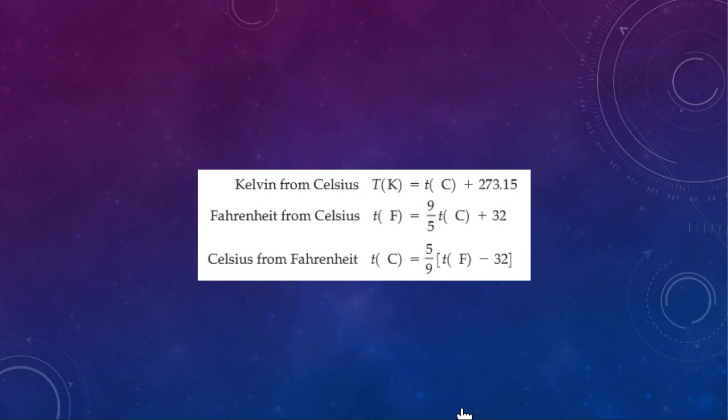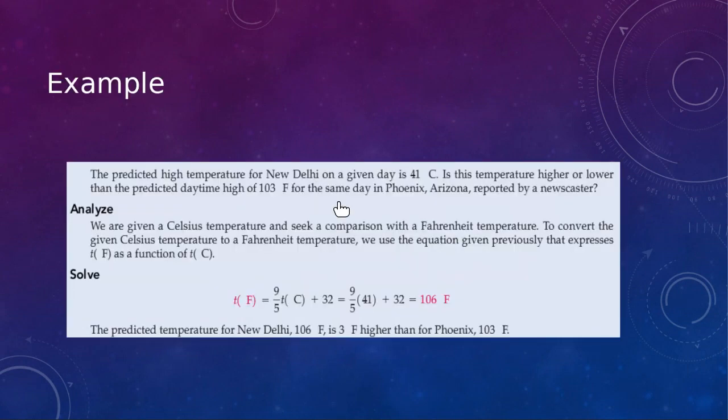Let's do an example. They ask us: the predicted high temperature for New Delhi on a given day is 41 Celsius degree. There must be a degree. Is this temperature higher or lower than the predicted daytime high of 103 Fahrenheit for the same day in Phoenix, Arizona, reported by a newscaster? First of all, they give us a Celsius degree. They ask us the Fahrenheit one actually. So you have to convert from Celsius to Fahrenheit.